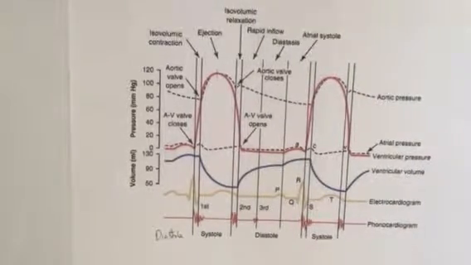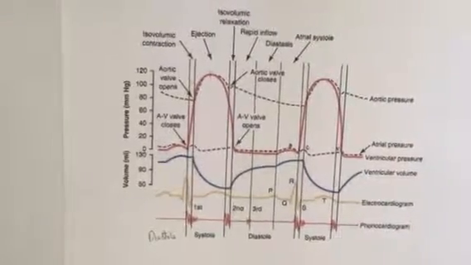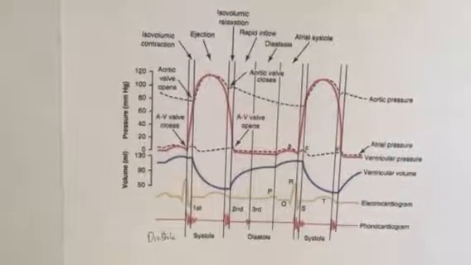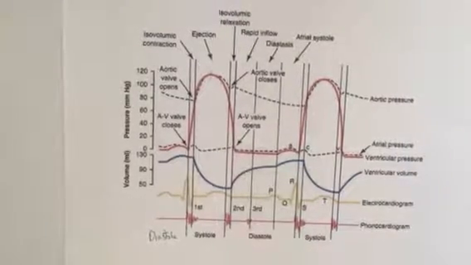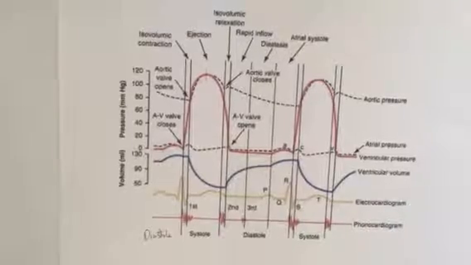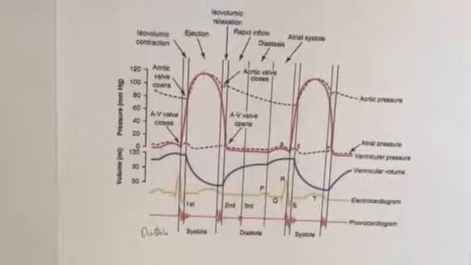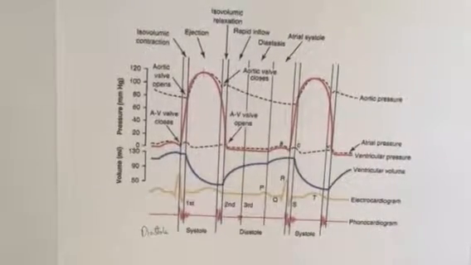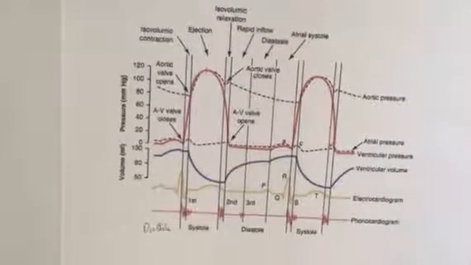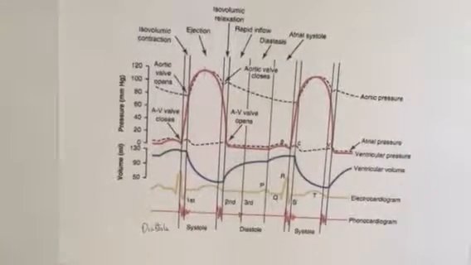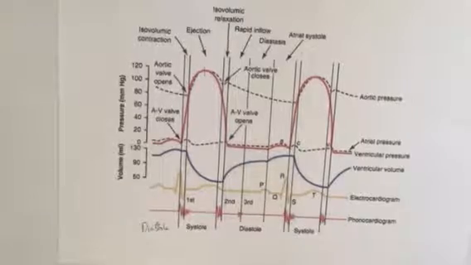Hello, this is a small video about how the cardiac cycle works. This is an image I've taken from Guyton and Hall's physiology textbook, and I'm going to be using it today to go through how the cardiac cycle works. This is a very complicated looking diagram, but hopefully if we break it down, it will all make sense.